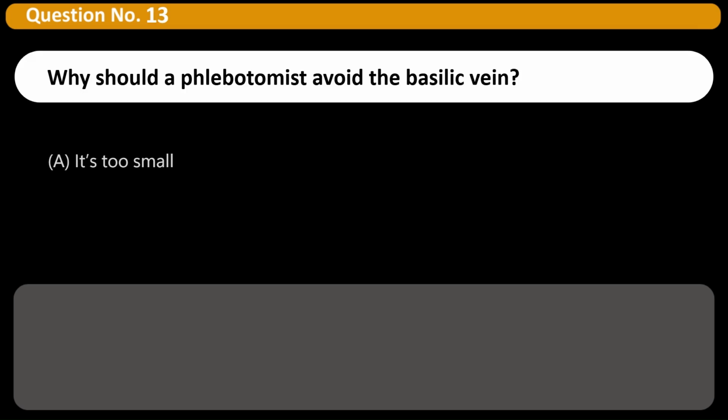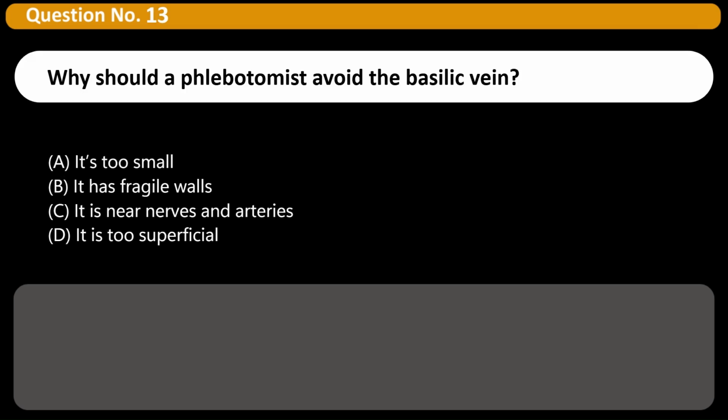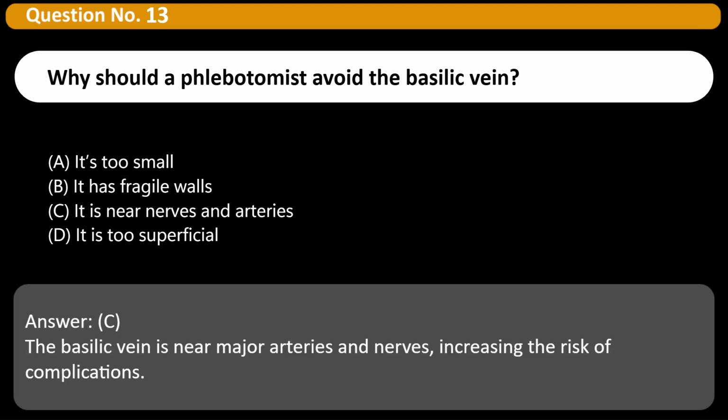Why should a phlebotomist avoid the basilic vein? A. It's too small. B. It has fragile walls. C. It is near nerves and arteries. D. It is too superficial. Answer: C. The basilic vein is near major arteries and nerves, increasing the risk of complications.